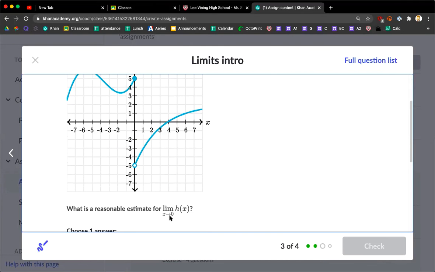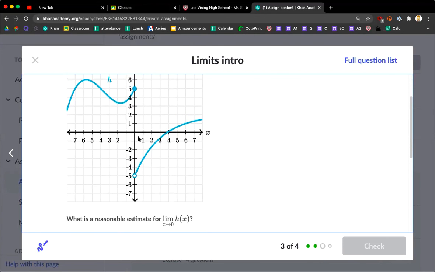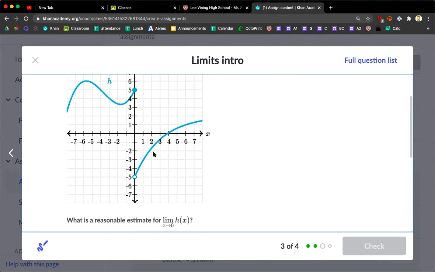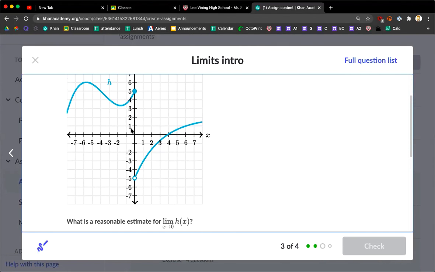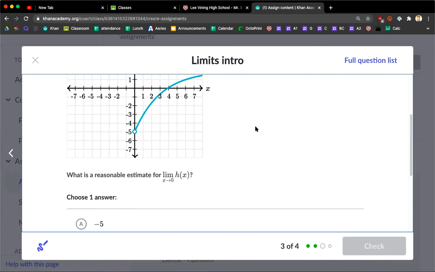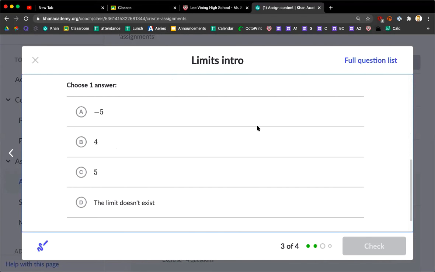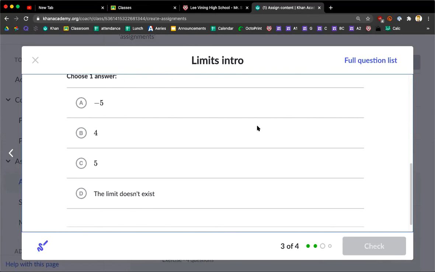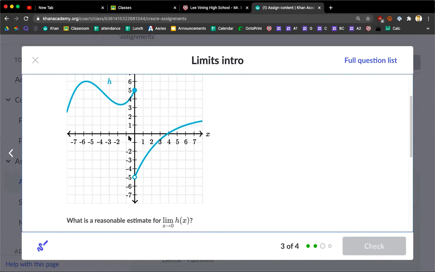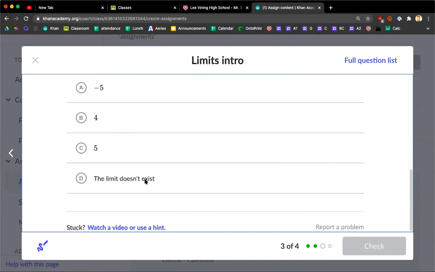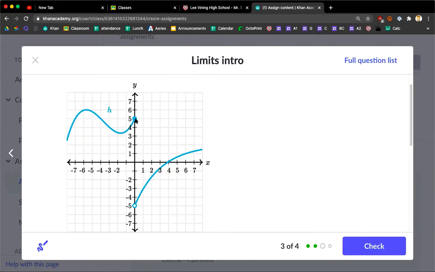Let's see if someone else can do another one. What is a reasonable estimate as x goes to 0? This one's a little bit trickier. As x goes to 0, so that's right here, you know where to draw the wall. What should I be choosing out of these 4 choices? As x gets closer and closer to 0, what should I be choosing? Yeah, Teflon? Would it be the last one? Yes, does not exist because it approaches 5 from the left and -5 from the right. So they're not going together, so perfect.